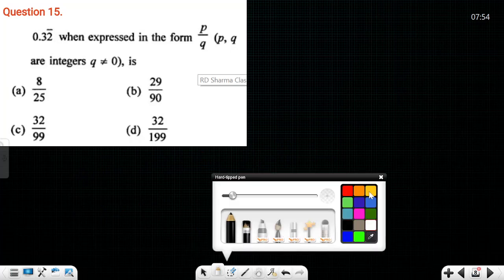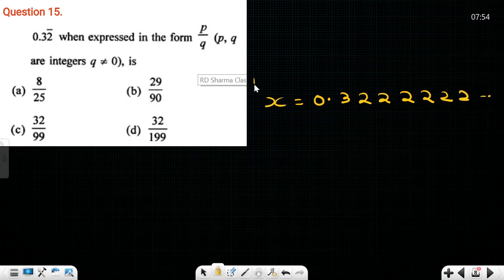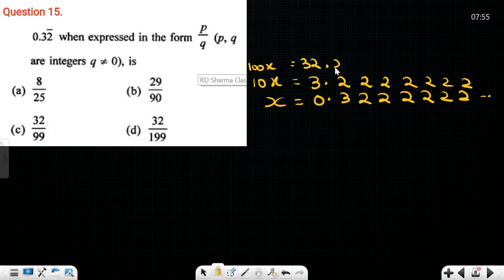Next, question number 15. We are seeing question number 15. 0.32 bar, the bar is there only for the 2. How to express it in p by q form? So take x equal to 0.3, 2, 2, 2, 2, 2, and so on. Now, what we need is to multiply by 10. Then 10x is going to become 3.2222. Now multiply by another 10. Then 10 into 10x will become 100x. It is going to become 32.2222 and so on. So now I will erase the bottom part.